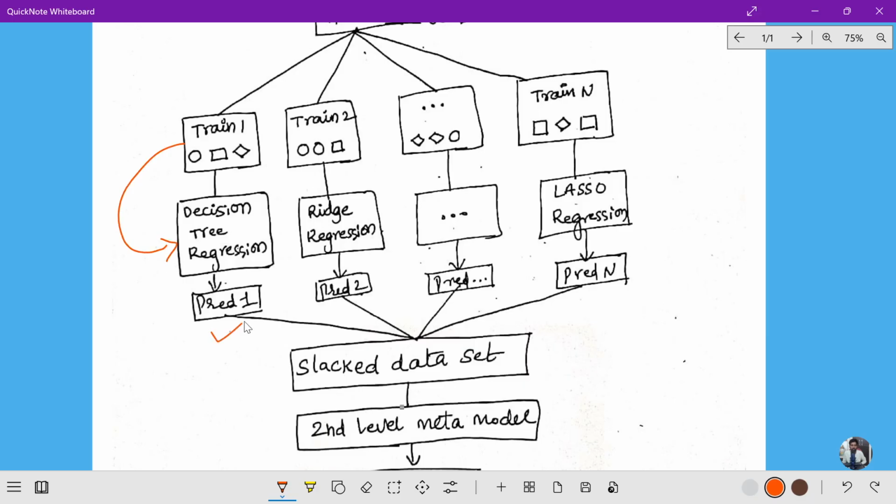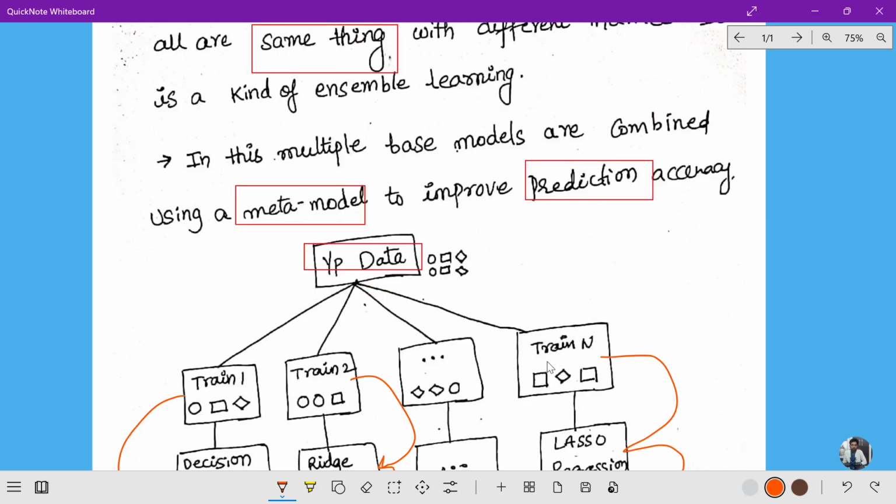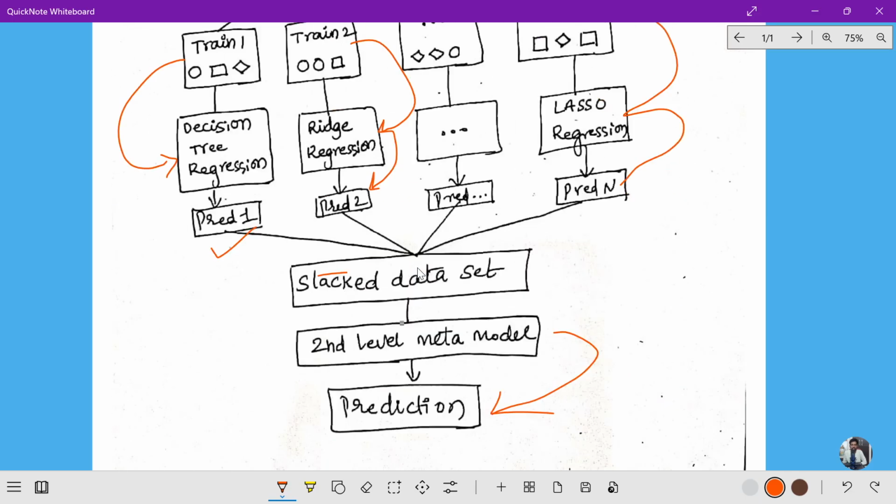The predicted output is 1. Let us say for the second training data, regression, the predicted output is 2. Similarly we go up to n. We are going to use lasso, and the prediction is 1. After completion of all these predictions, this stacked data set is taken, and the second level meta model gives the final value of the prediction. This is called stacked generalization.